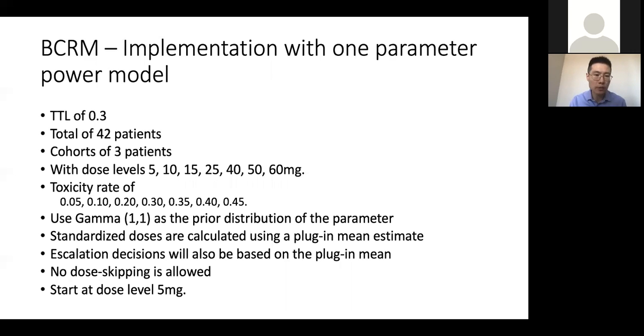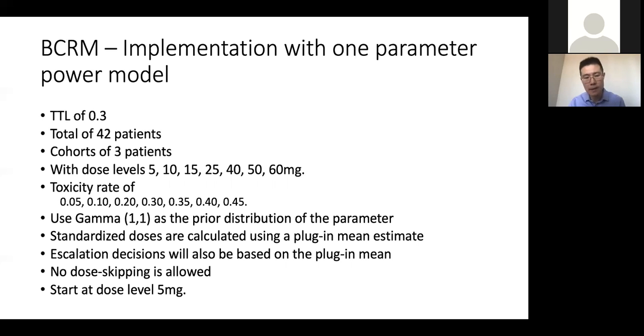And we will set cohorts of 3 patients. Each time we will enroll 3 patients and make our decision for escalation or de-escalation after we observe the toxicity among those patients. Our prior guess of toxicity rate is 0.05, 0.1, 0.2, 0.3, 0.35, 0.4, 0.45 for those 7 dose levels. So basically, dose level 25 will be our MTD.